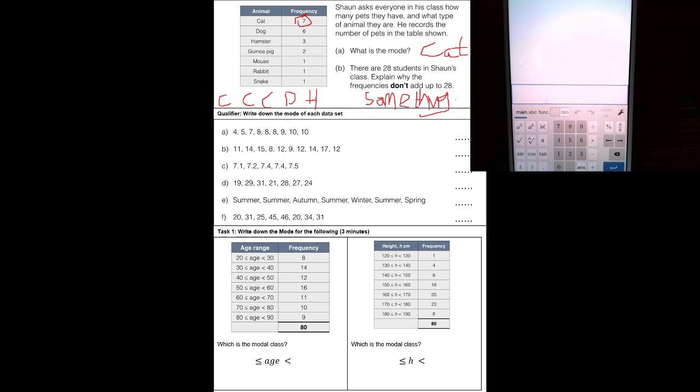Okay, so qualifier, I want you to write down the mode. Here, I want you to tell me what the modal class is. Now think about what I said about grouped intervals. So what we've got is grouped intervals, just like the other day. So ages between 20 and 30, there are 8 people. Heights between 120 and 130, there's 1 person. So you're going to write something there, and something there, and something there. We're not doing cumulative frequency today, so these groups don't merge.